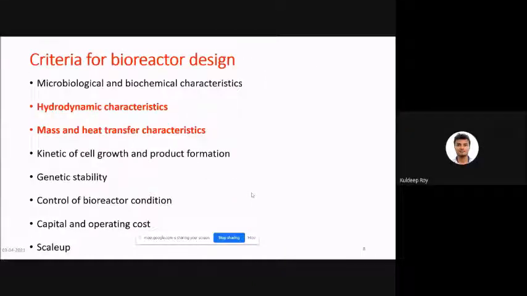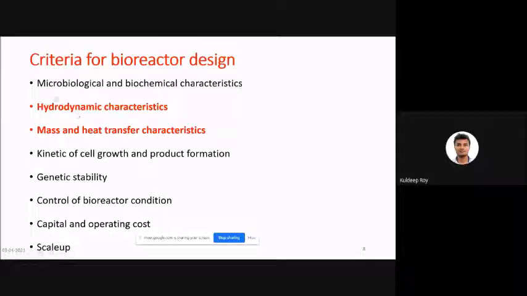Now, as I already told, if you are talking about the criteria, this course is totally related to fluid mechanics, heat transfer and mass transfer. Then for a particular bioreactor, what will be the criteria and how do these subjects relate to that bioreactor design? Now the first part which I have mentioned here is the microbiological and biochemical characteristics. Leave the biochemical part, because there will be some chemical reaction, you are adding a biological process. Leave that part.